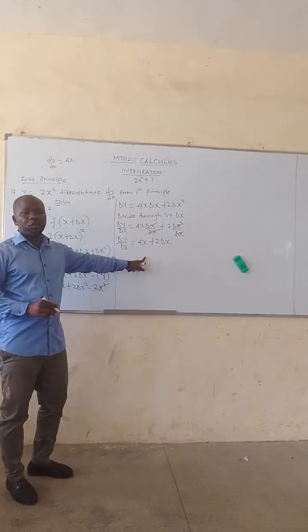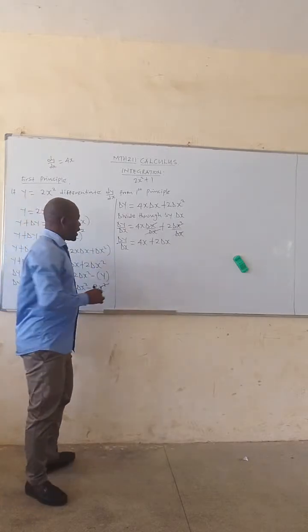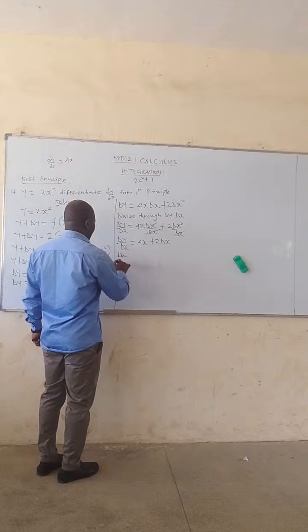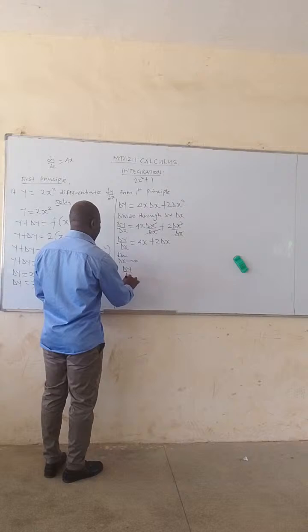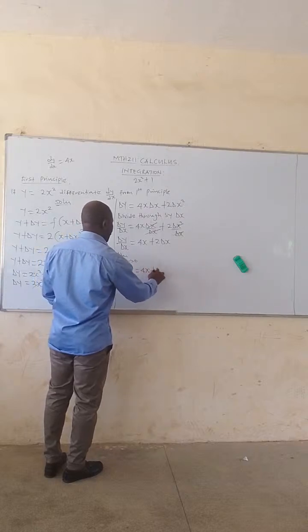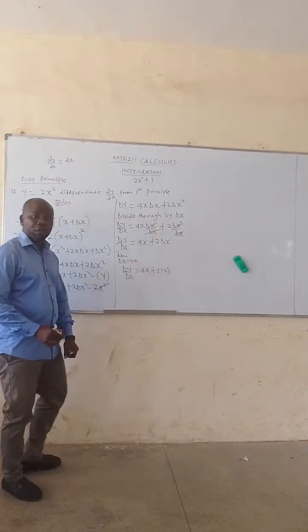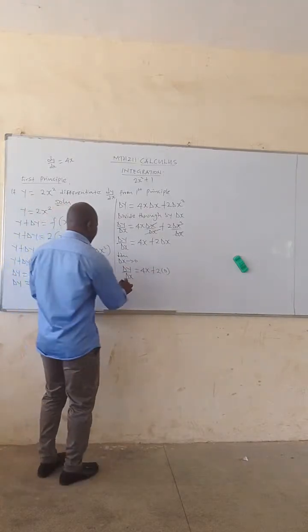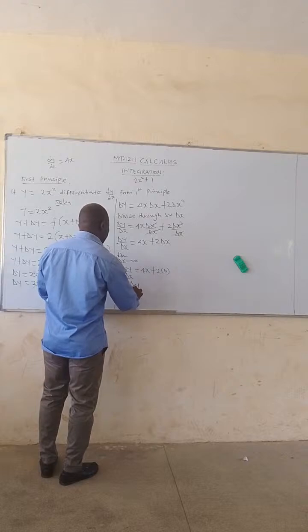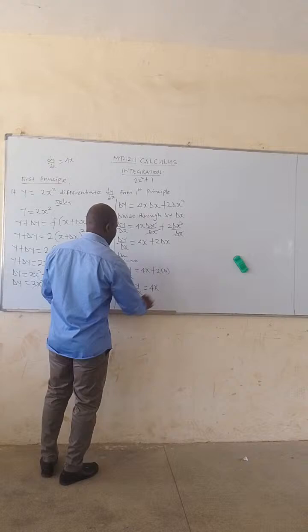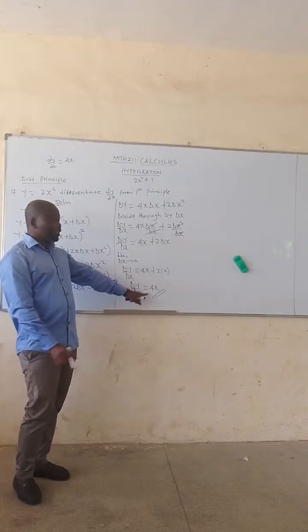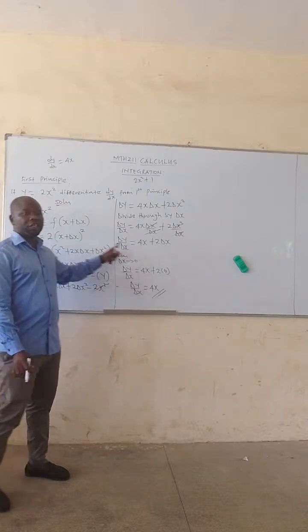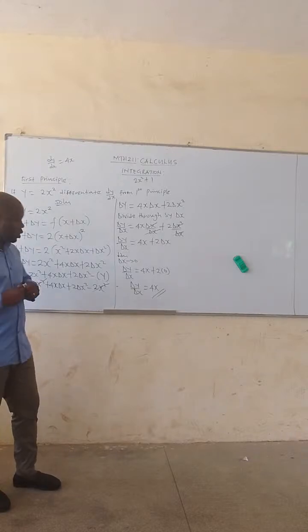So at this point, we have to introduce what is called limits. As dx tends to 0, it means our dy all over dx is equal to 4x plus 2 open bracket 0, so 2 times 0. So you can now see that our final answer is dy all over dx equals 4x. Supposing you did not get this, you have to check your working.